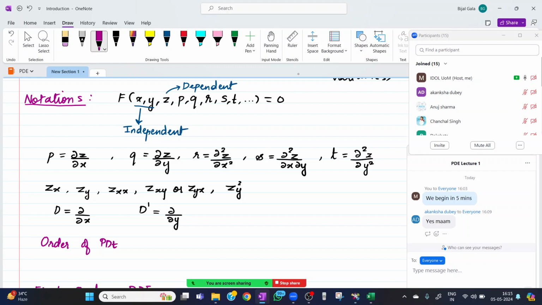So when we talk about the order of a PDE, it is the order of the highest derivative present. Or I would rather write, the order of the highest partial derivative present in the equation.